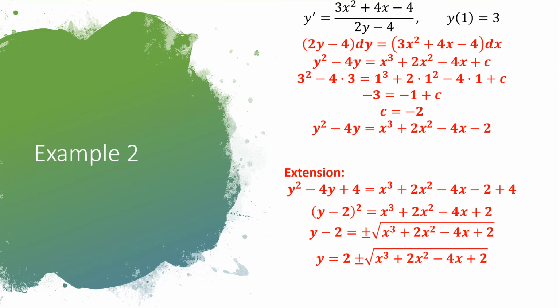So what I'm going to do is plug in 1 on the right hand side. Under the square root, when I plug in 1, I'm left with 1. So I have 2 plus or minus 1. But remember, I don't want the plus or minus, I want the answer to be 3. So 2 plus 1 would give me 3. So my final answer should be the positive of the square root, or y equals 2 plus square root of x cubed plus 2x squared minus 4x plus 2.